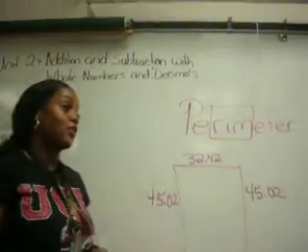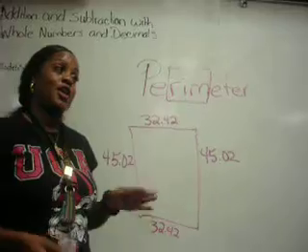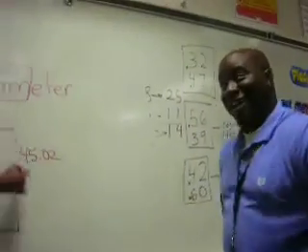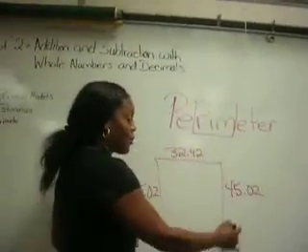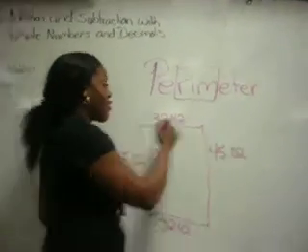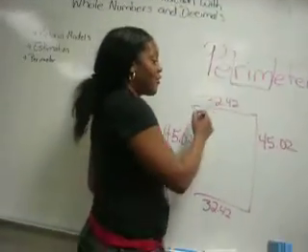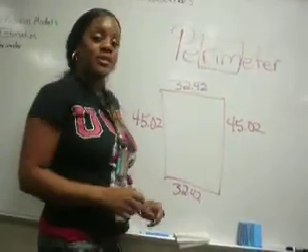Here we go around the perimeter, the perimeter, the perimeter. Here we go around the perimeter. We add up all the sides, all the sides, all the sides. Every time, every time, every time, every single time you add up all the sides.